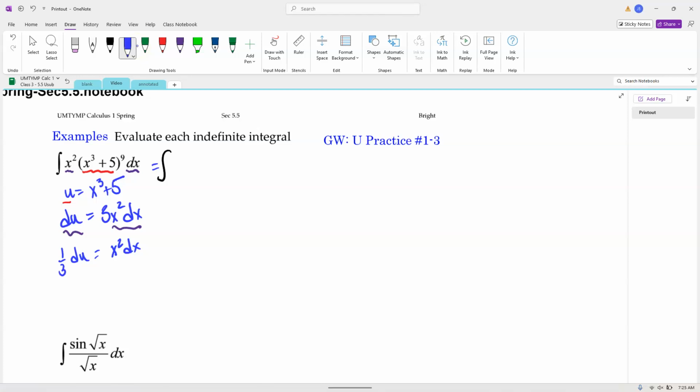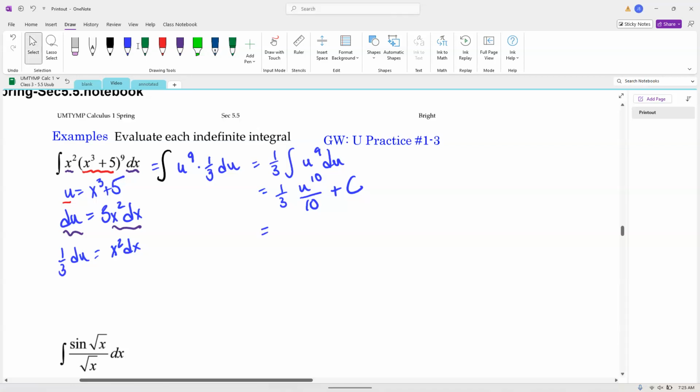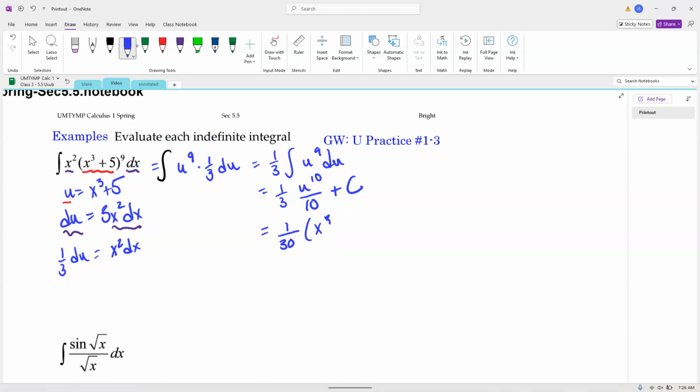Okay, so in all I would have u to the 9th times 1/3 du. Just rearranging slightly, 1/3 comes out front, u to the 9th du. Integrate this as normal. I'd have 1/3 u to the 10th over 10 plus c, and I'm not done. I've finished integration, but I began in x, I need to end in x. So this is going to be 1 over 30 with the constants, and then x cubed plus 5 to the 10th plus c, and I would be done with this one.